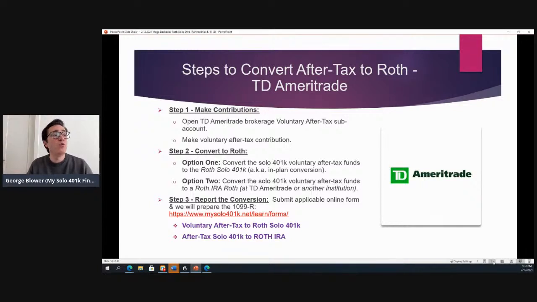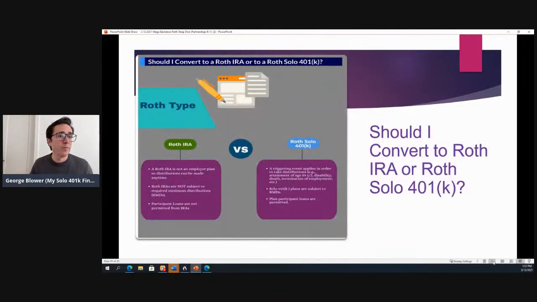We also have a lot of clients that open accounts at TD, again, where we prepare all the paperwork. You make those contributions subject to the limits that were described in the prior slides and in the prior scenarios. You then can convert the money from the after-tax account to either the Roth Solo or a Roth IRA, whether it's at TD or another institution, and let us know about the conversion so that we can prepare that 1099-R. So before we turn to the next set of slides, let's keep going through these good questions.